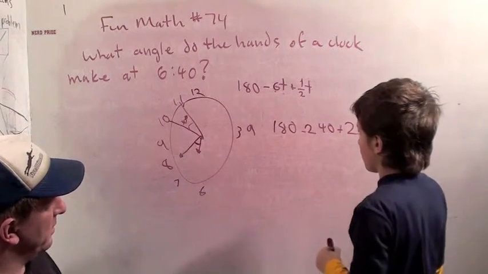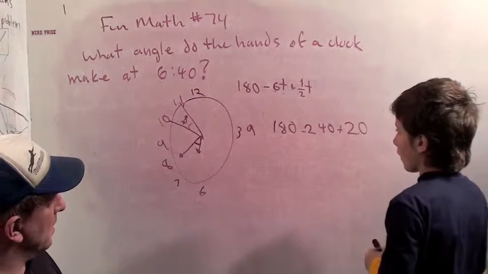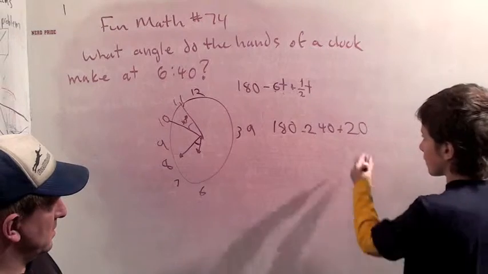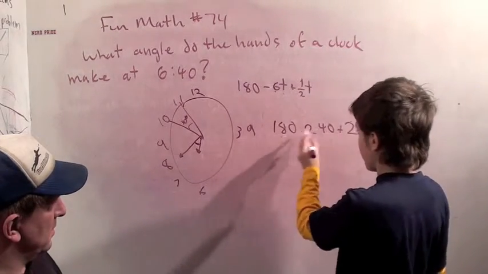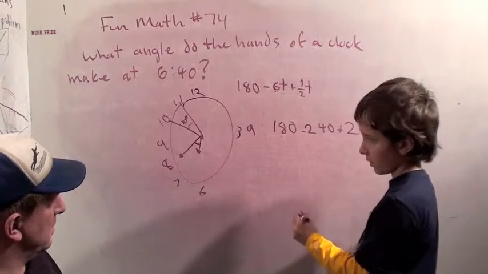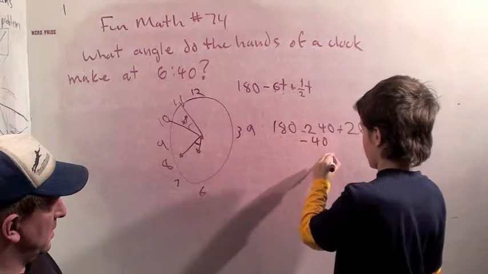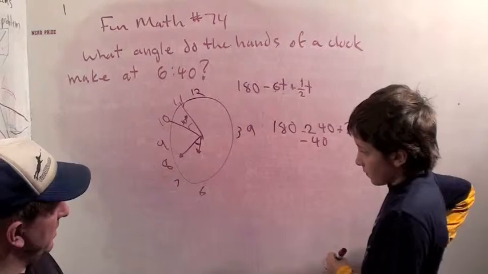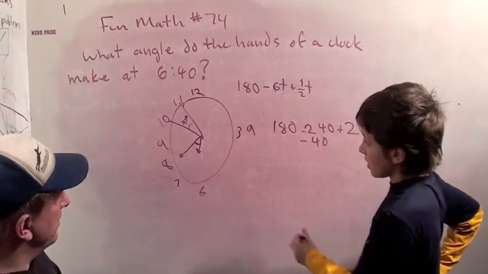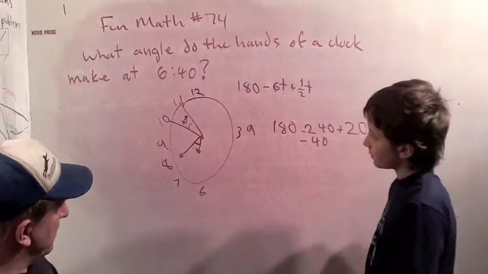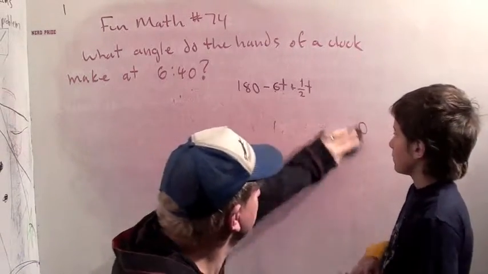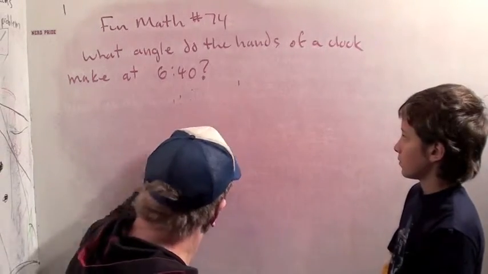All right, great. Well, 180 minus 240 plus 20. 180 plus 20 is 200. Minus 240 is minus 40. But it's a 40 degree angle. Minus 40 means we have a 40-degree angle. Yeah, it just crossed over. So I want to show you what that minus angle means. 40 degrees is, in fact, the right answer.